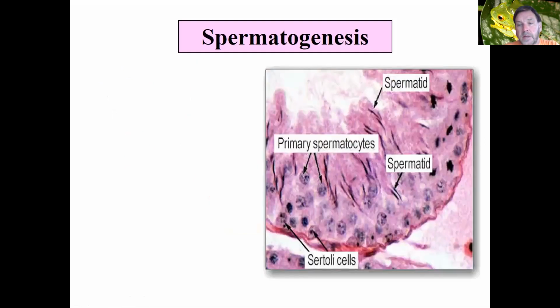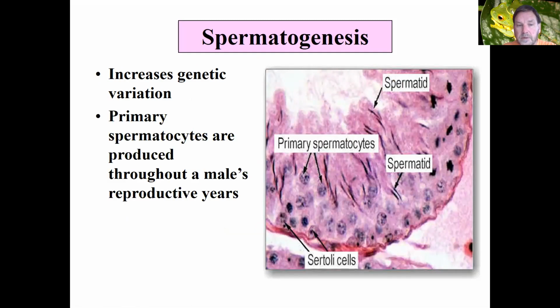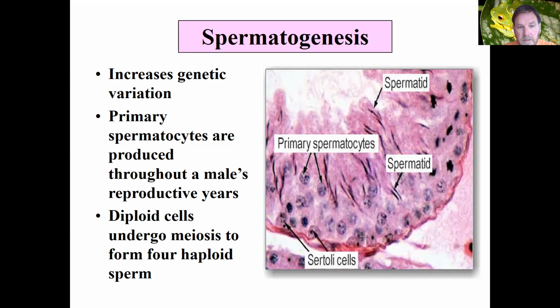In spermatogenesis, you have the production of sperm. You have primary spermatocytes, which produce sperm. The whole idea of spermatogenesis is to increase genetic variation, because during their reproductive years that they're produced, they undergo meiosis to form haploid sperm cells. And during meiosis, you have different genetic combinations produced, so not all sperm are exactly alike in terms of their genome.